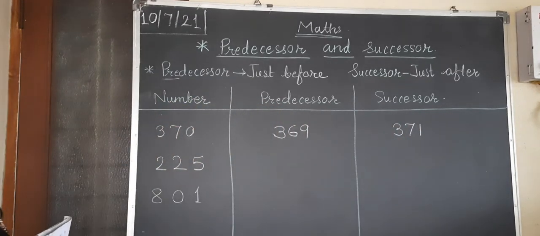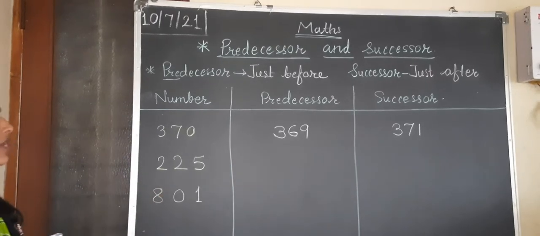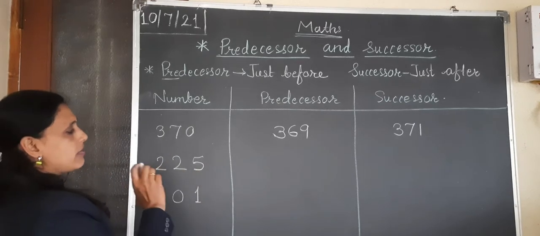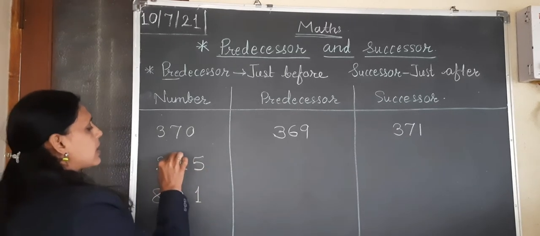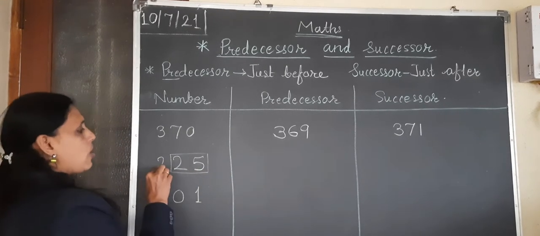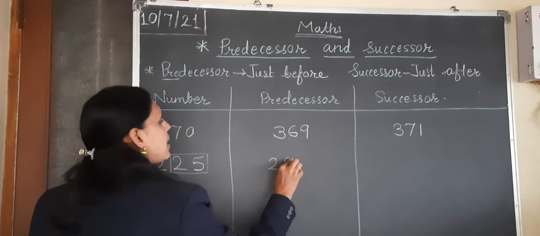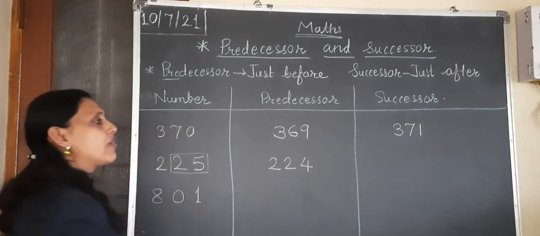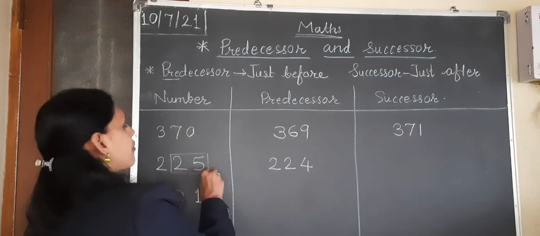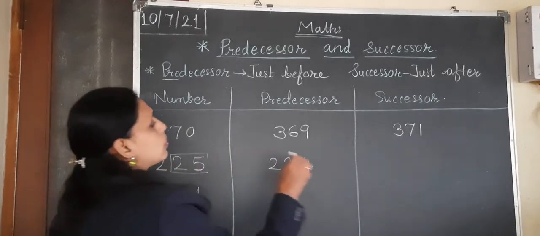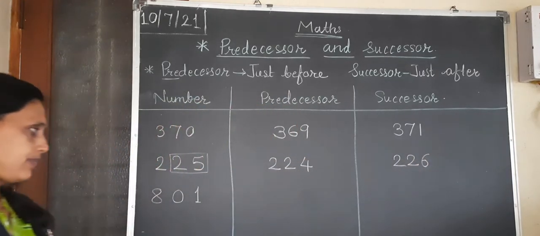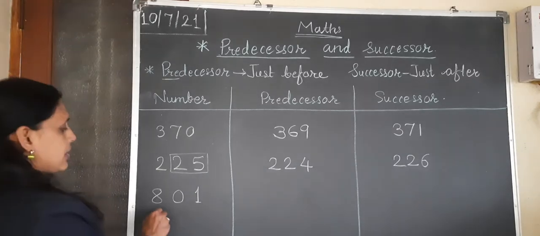Next one, 225. So subtract from 5, or you can take the whole number. Before 25 there comes 24. So 2 you have to write and 24. So 224 is your predecessor. Then successor, after 25 comes 26. So 226 is your successor.